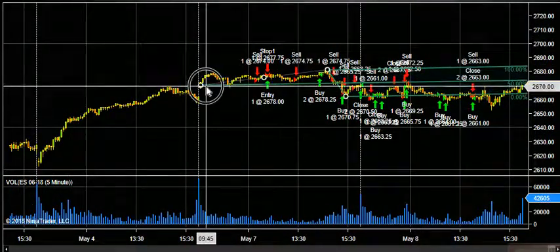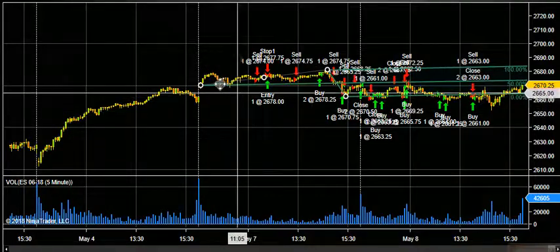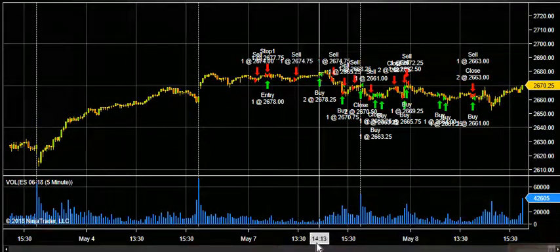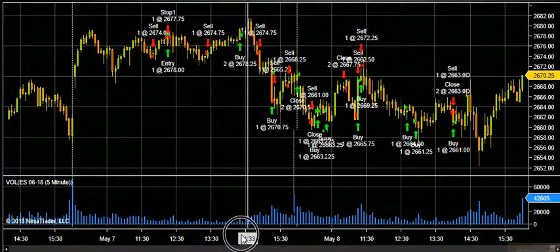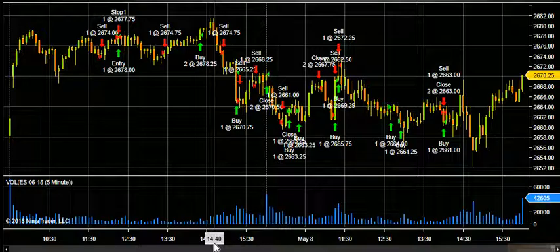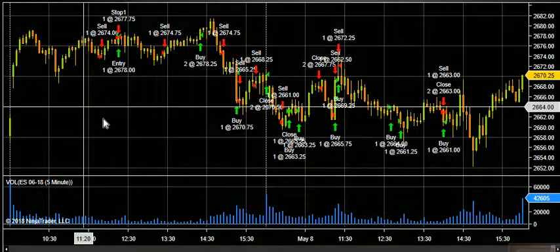This is how I use the Andrews Pitchfork here. I'm going to erase it. Everyone uses it differently. Everyone has their own style. There are unlimited ways to trade out there, but I'm going to show you my way. I keep it simple. I have many different charts.